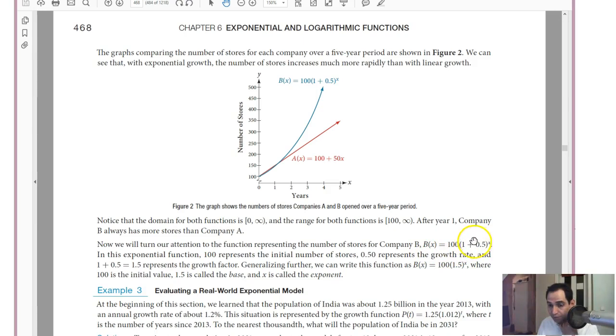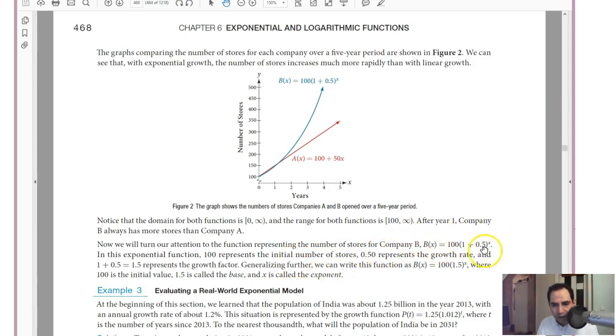Here we said that if you want to grow the number of stores of this company by 50%, you multiply that by 1.5. And this is 1 plus 0.5, which is 1.5. If you multiply anything by 1.5, you're increasing that by 50%. And we will do more of these examples to understand this better, of course.